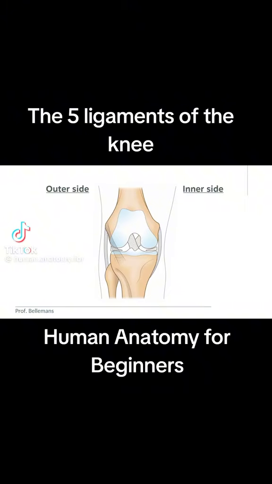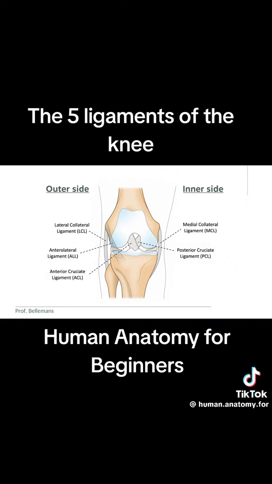that stabilize the knee. The medial collateral ligament, also called the MCL, on the medial or inner side of the knee. The lateral collateral ligament, or LCL, on the outer side of the knee. The anterior cruciate ligament, or ACL, the posterior cruciate ligament, or PCL, and the anterolateral ligament, or ALL. Each of these ligaments has a distinct function.